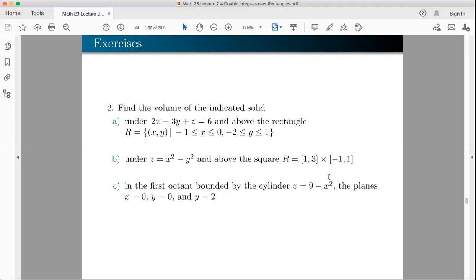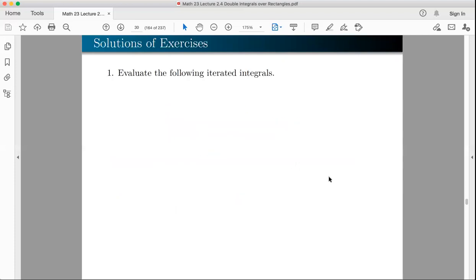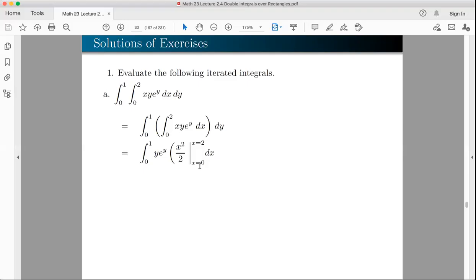In the first lecture video, I left you with a set of exercises for evaluating iterated integrals. And then we will also look into the second set of exercises. So for the first set, evaluate the following iterated integrals. So here we work with the inner integral, so it is with respect to x. So we get x squared over 2 evaluated when x is 0 and then when x is 2. And this is what we get there.